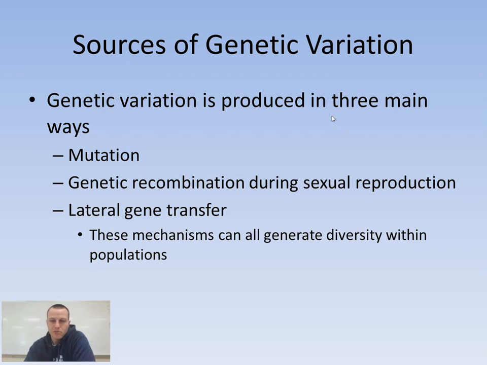So genetic variation is produced in three main ways: mutations, genetic recombination during sexual reproduction, and lateral gene transfer. These mechanisms all create diversity within populations. Without diversity, we would all look the same. You would look like your mom, you'd look like your dad, which would be kind of weird. But if we didn't have genetic recombination, that would happen. And mutations are pretty neat too. They're just kind of unique characteristics that could be beneficial to you or not beneficial to you.